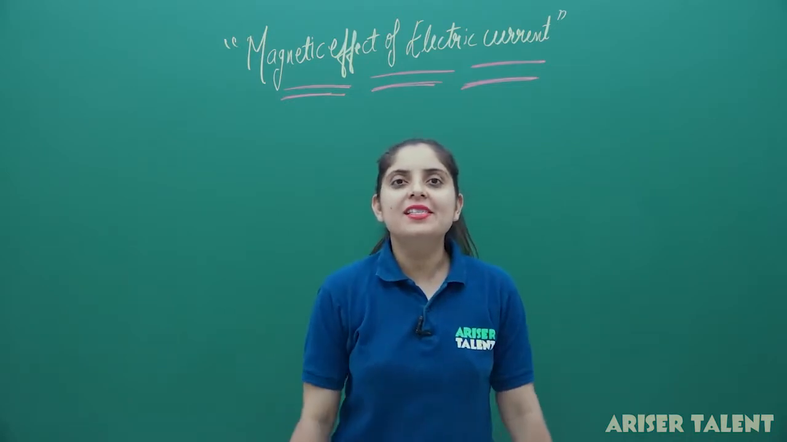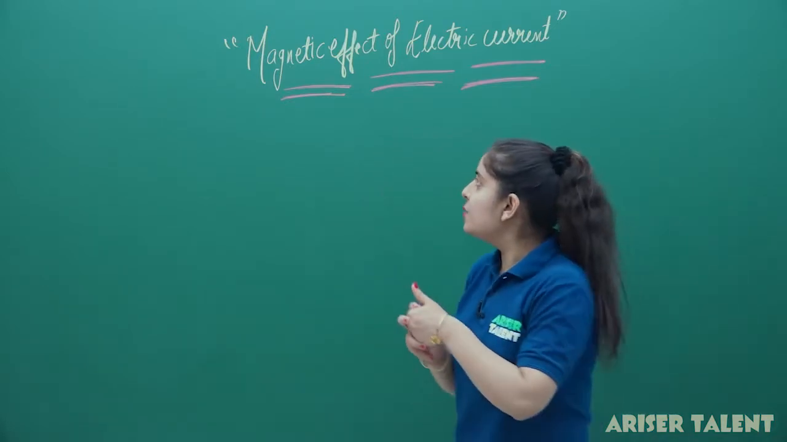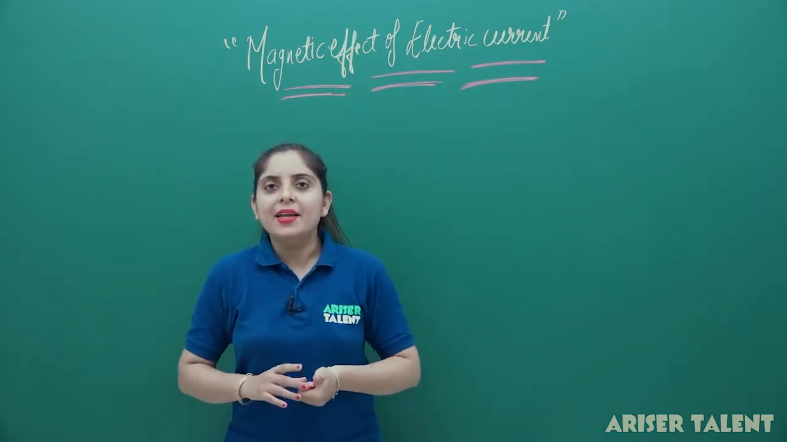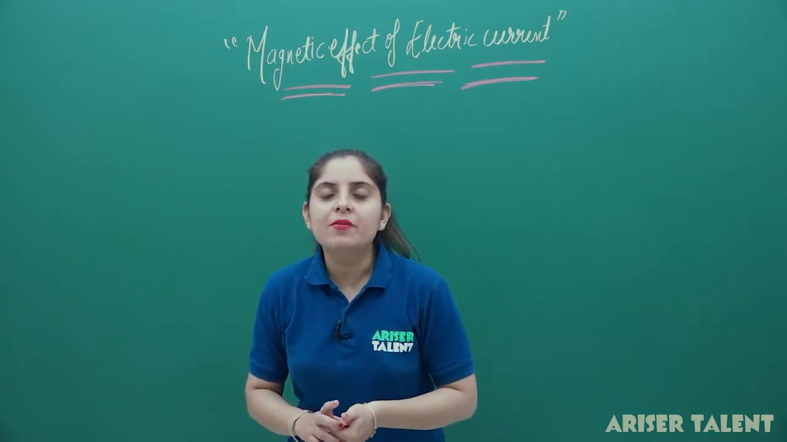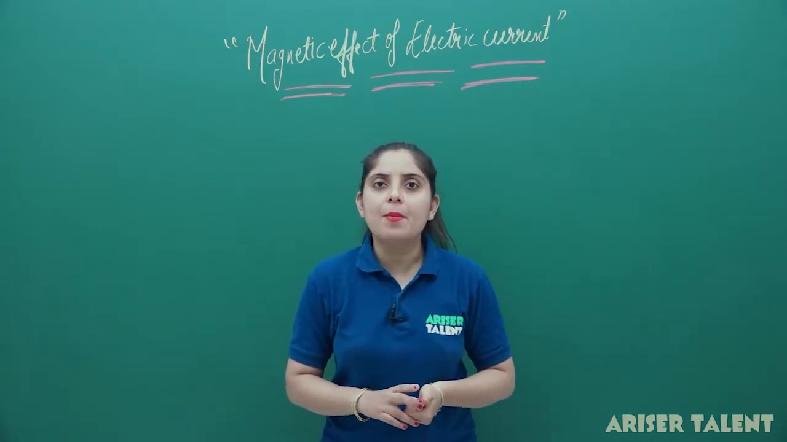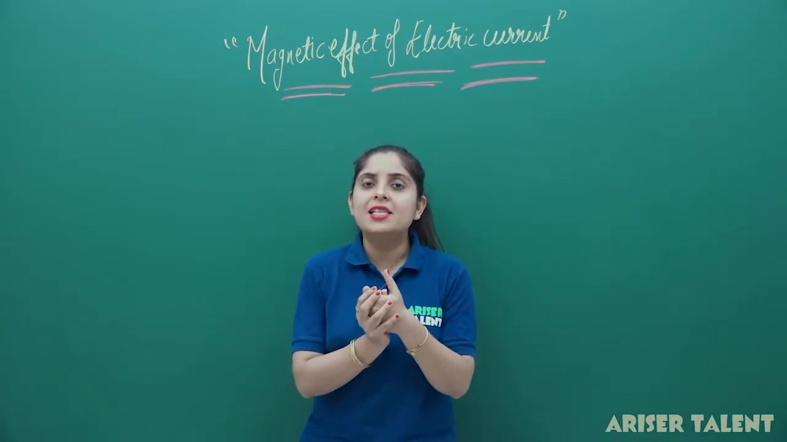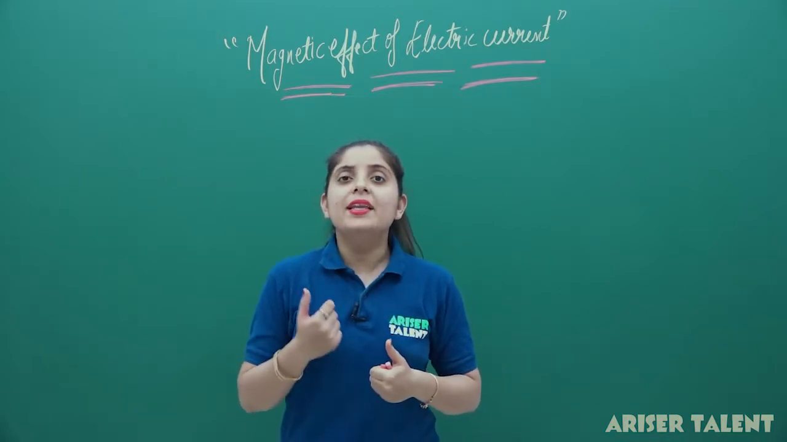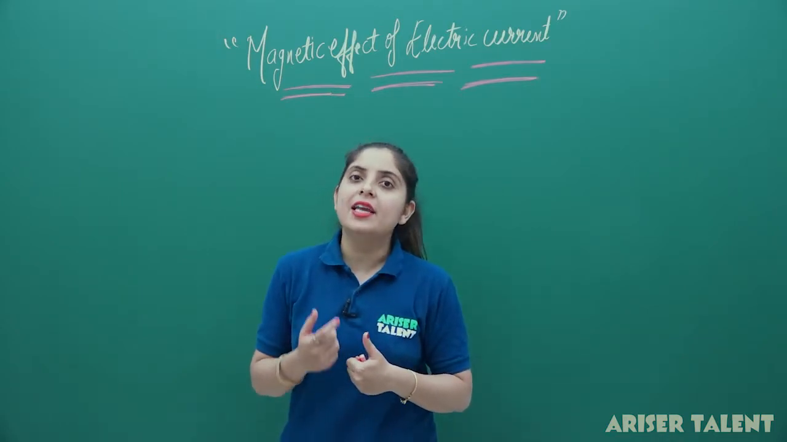So, we will discuss chapter number 2 of our physics, that is about the magnetic effect of electric current. In our previous lecture, we had a discussion about magnetic field lines. We discussed how the magnetic field lines are formed in the case of a current carrying conductor, in the case of the circular coil, and in the case of the solenoid.